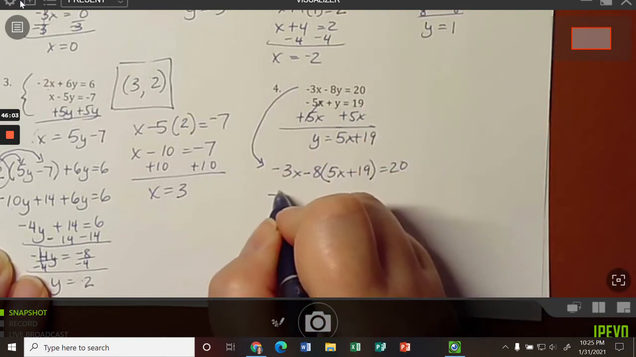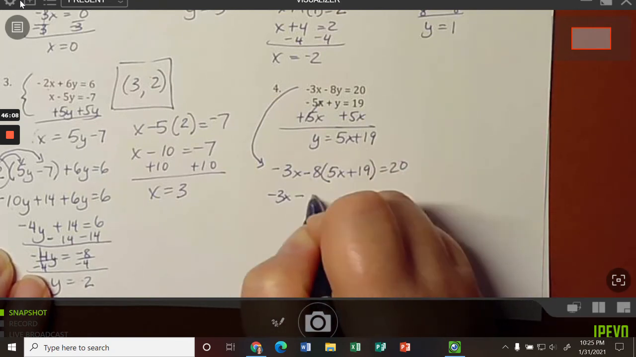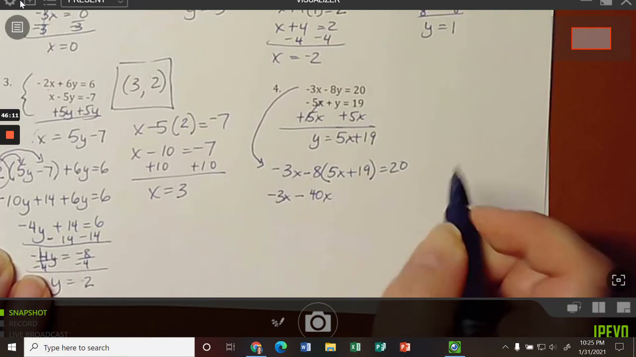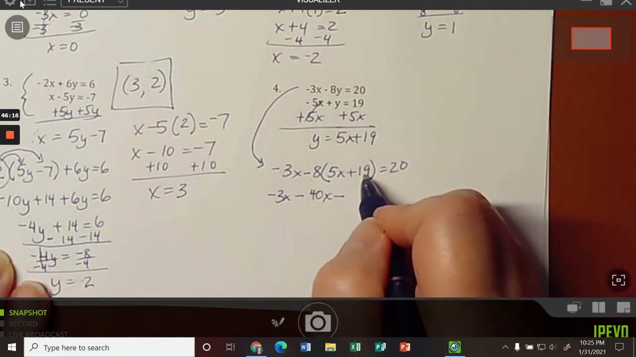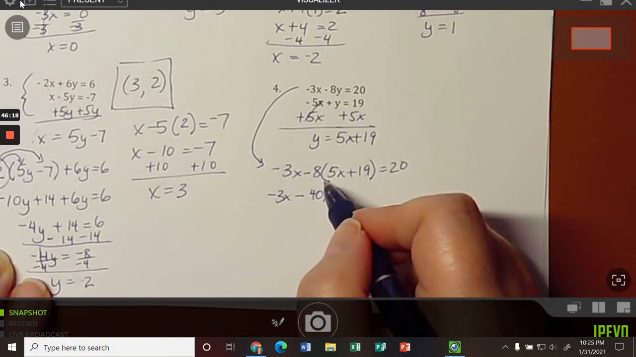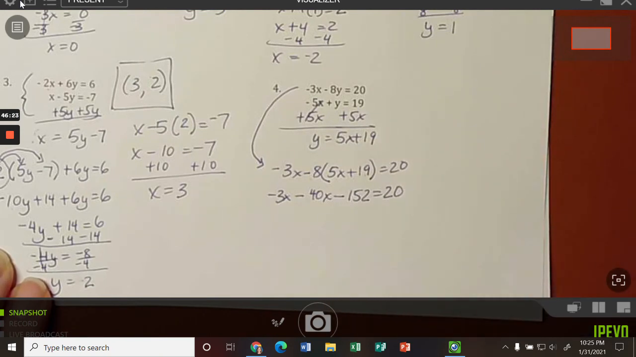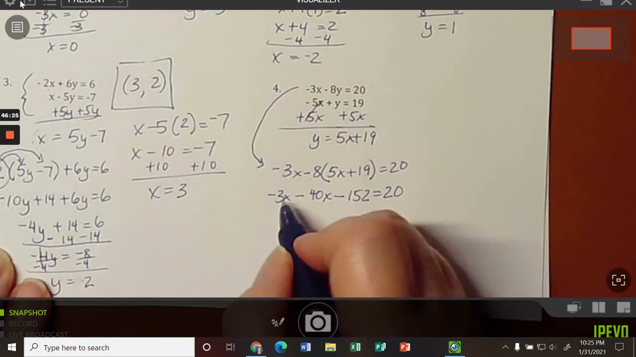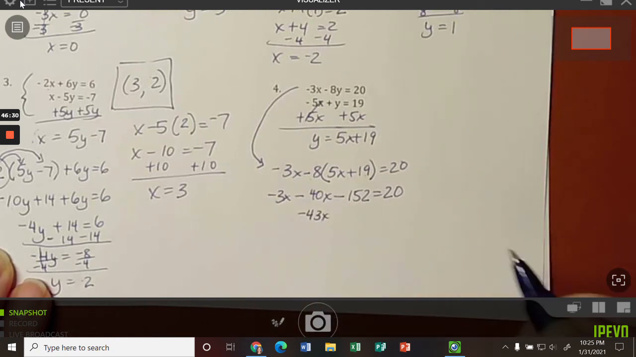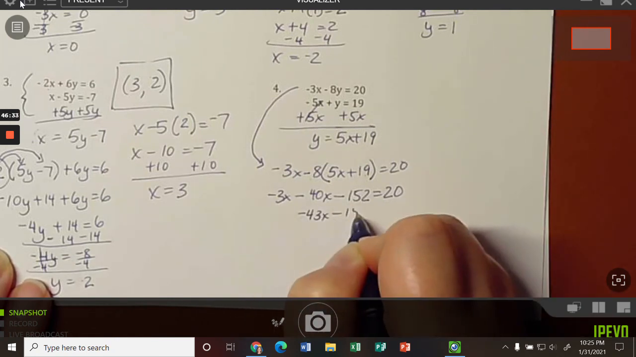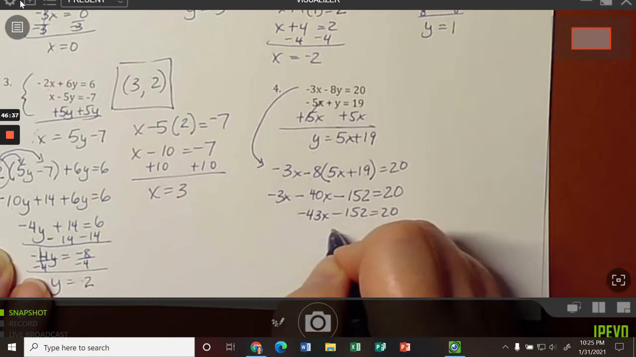Okay, so negative 3x. Then negative 8 times negative 5 is negative 40. Don't forget the x. So 20 times 8 would be 160. So 19 times 8 would be 8 less than that, so 152. And then bring down the equals 20. And then combine like terms. Negative 3x minus 40x is negative 43x. Minus 152 equals 20, and then add 152 to each side.